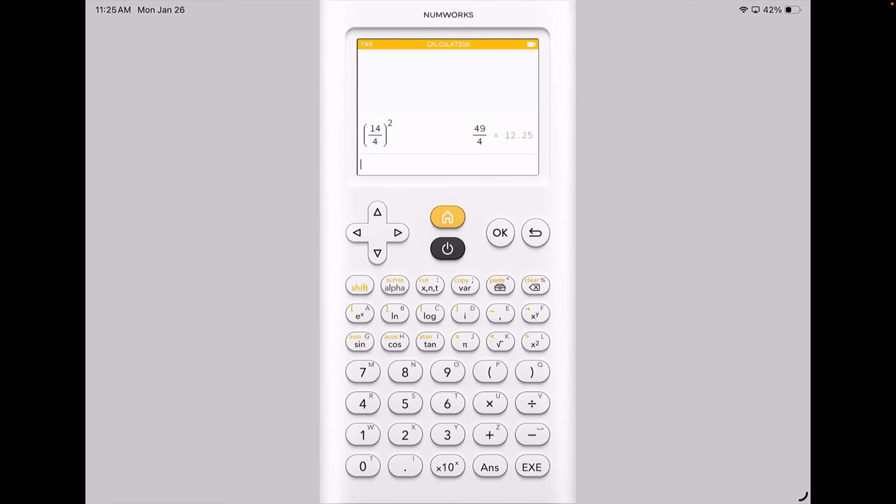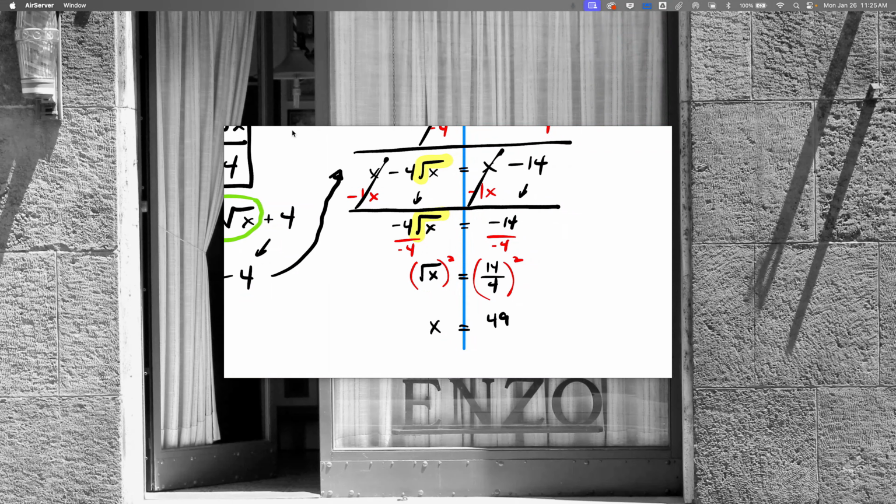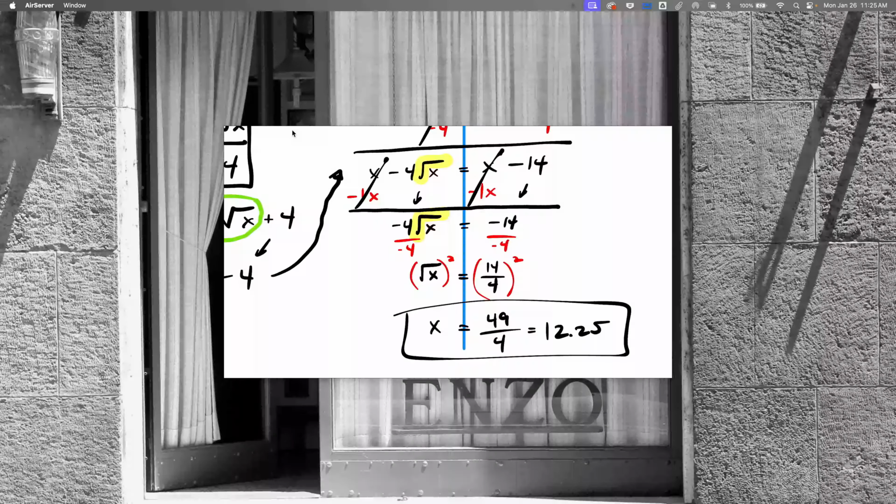49 divided by 4, you can write it like that, or you could write it as a decimal, 12.25. Either one's okay. If you're not sure which one, write them both. 49 over 4, which equals 12.25. Done. Okay, all done.